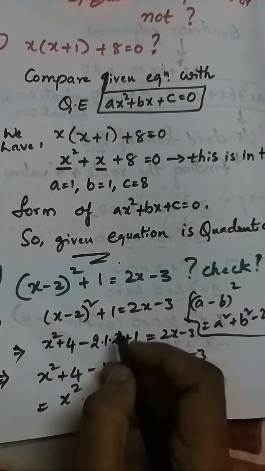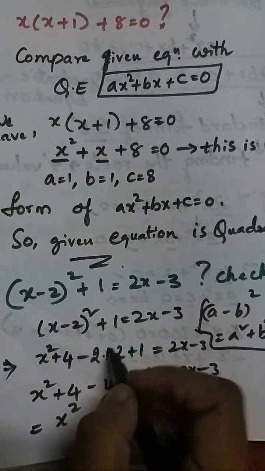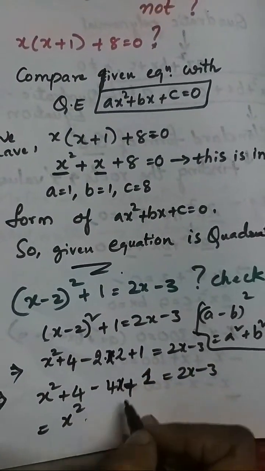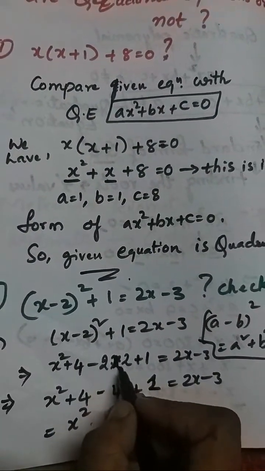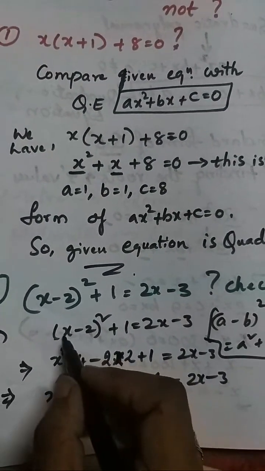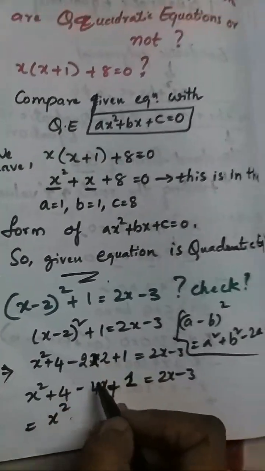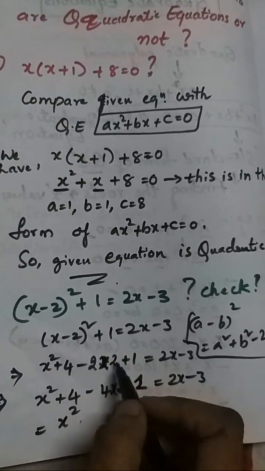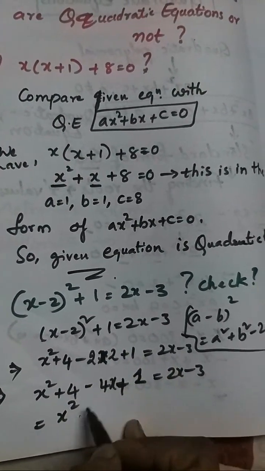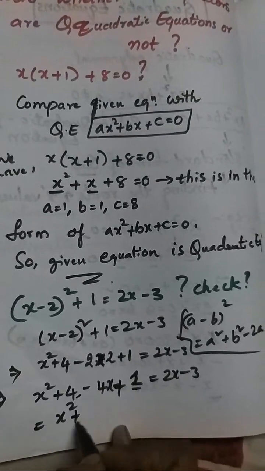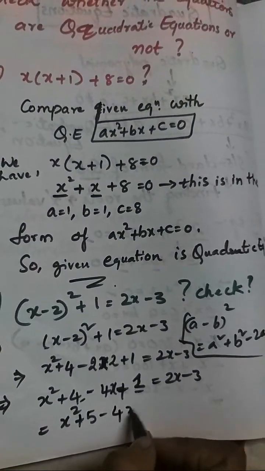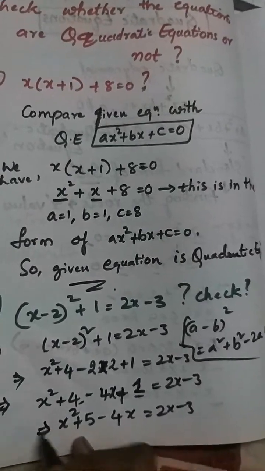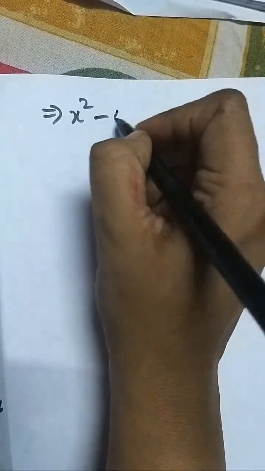plus, this is 2 into x into 2, that is 4x. Here I have written 1 instead of x, so this becomes 2ab, where a is x and b is 2, that is 4x we will get, and this one and this 4 make 5. Minus 4x is equal to 2x minus 3. Okay, now here I am writing the obtained equation: x square minus 4x plus 5 is equal to 2x minus 3.